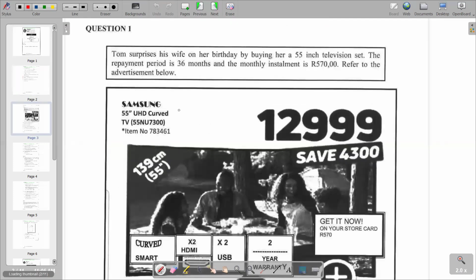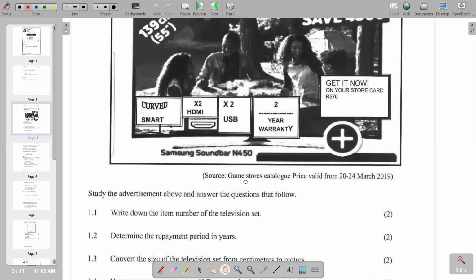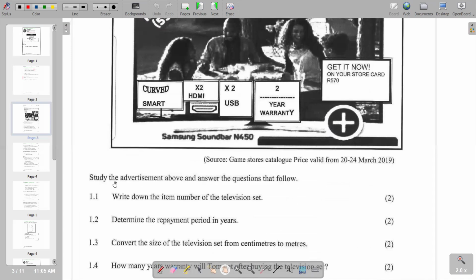Going to our question 1, it reads: Tom surprised his wife on her birthday by buying her a 55-inch television set. The repayment period is 36 months and the monthly installment is 570 rands. Refer to the advertisement below. So you're given an advertisement that you just need to go through before you attempt to answer the questions. The question reads, study the advertisement above and answer the questions that follow.